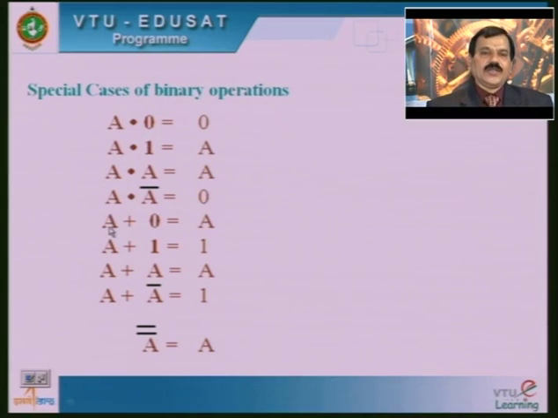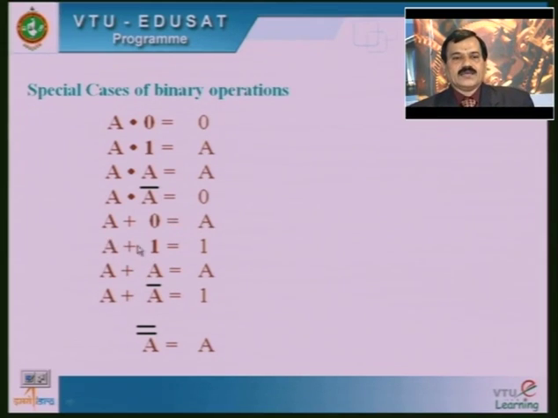Next, A plus 0 is always equal to A, because if A is 0, then 0 plus 0 becomes 0, and 1 plus 0 becomes 1. Whatever value you assign for A is reflected as the result of A plus 0. And the next case, A plus 1: irrespective of the value of A, it doesn't matter whether A is 0 or 1, because 1 plus 1 is equal to 1 and 0 plus 1 is also equal to 1. Hence variable plus 1 is equal to 1 only.